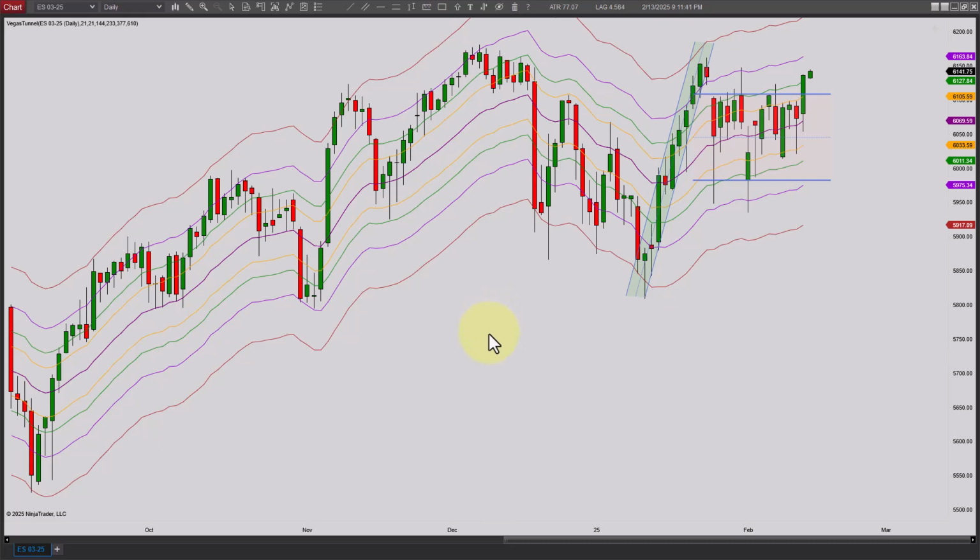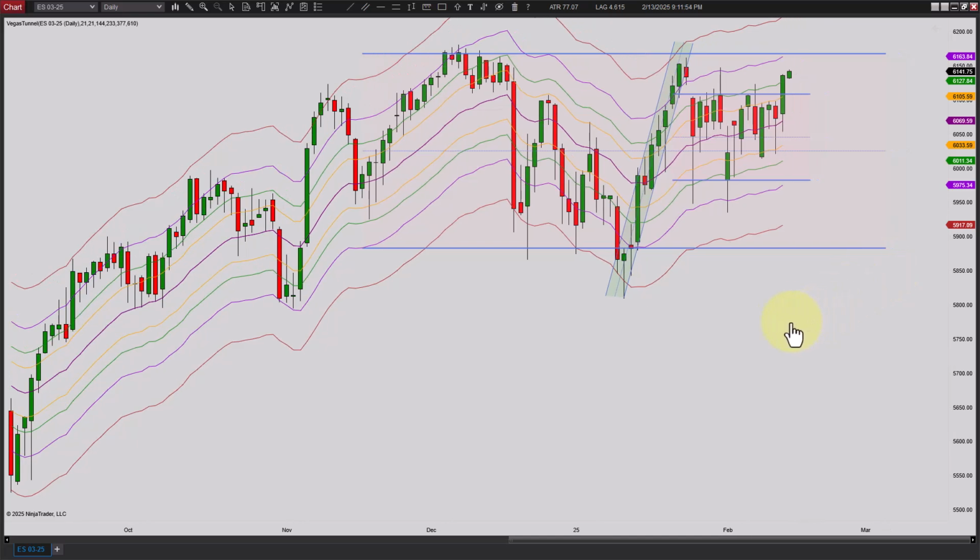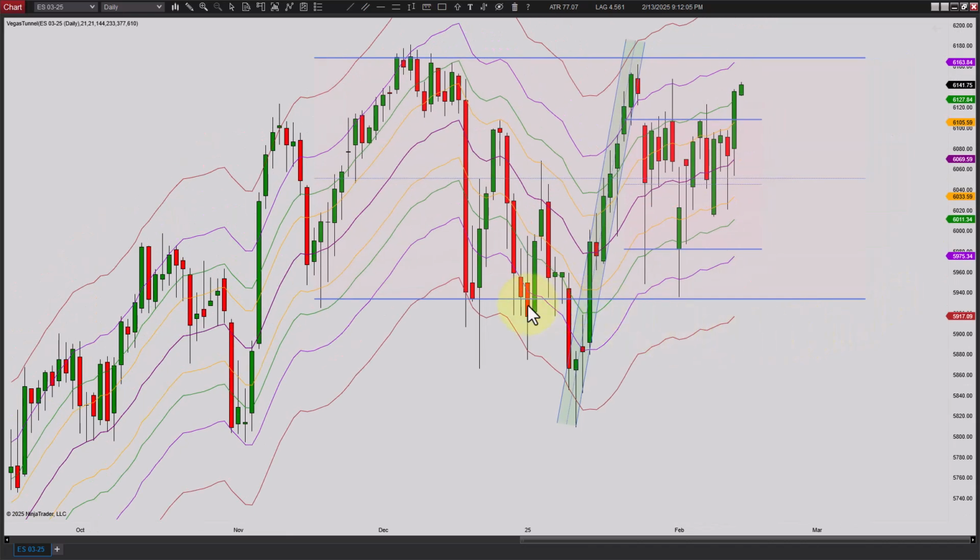Unfortunately, I'm going to move through this one pretty quick. It looks like we're continuing to work sideways here. We still have this larger sideways stuff here as well. I think this is going to play more like that, maybe even more like this. I'm going to play it like that. I think we had a breakout here, and we're back in this range.